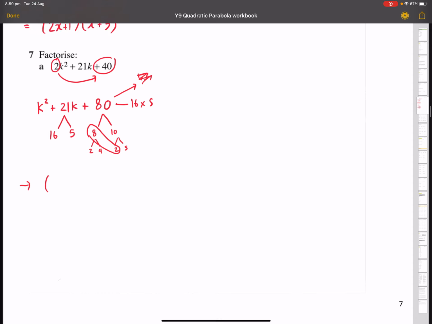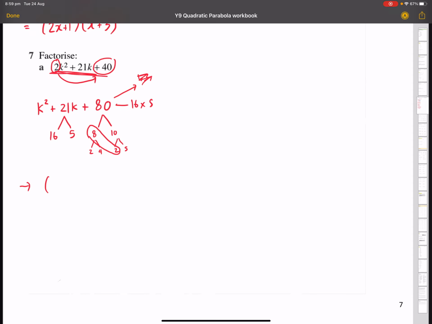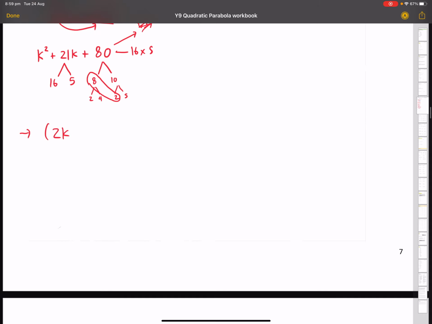Now, what do we put here? The leading coefficient in this equation was 2, right? So we're going to have 2k, and over here 2k, and over 2. Now plug in the two numbers, plus 16 and plus 5. Why plus 16? Because it's a positive 16. Why plus 5? Because it's a positive 5.